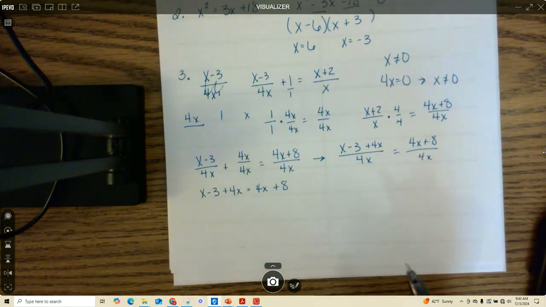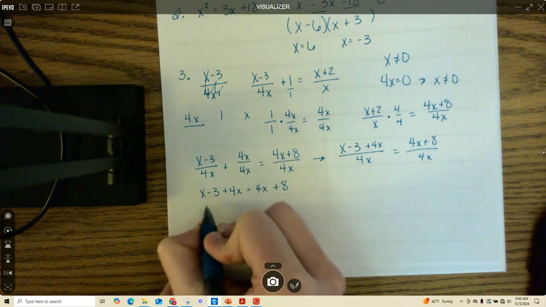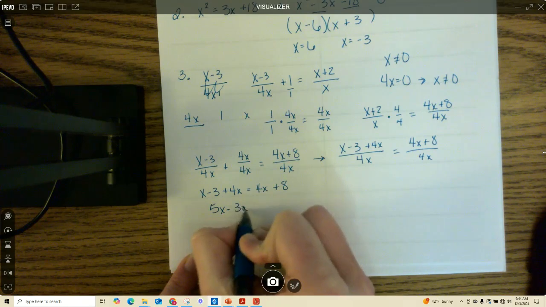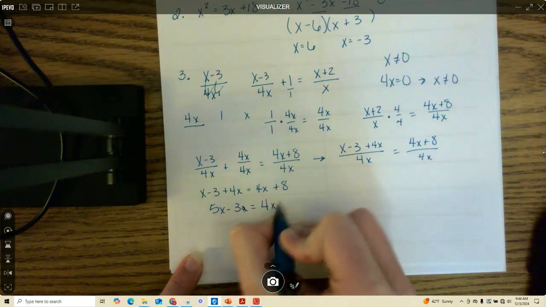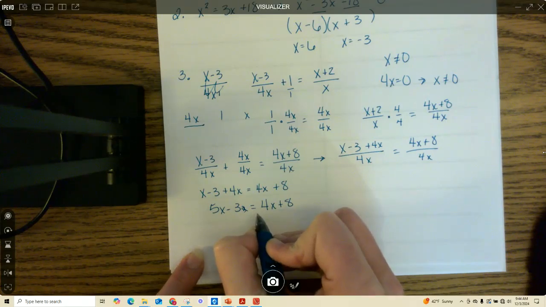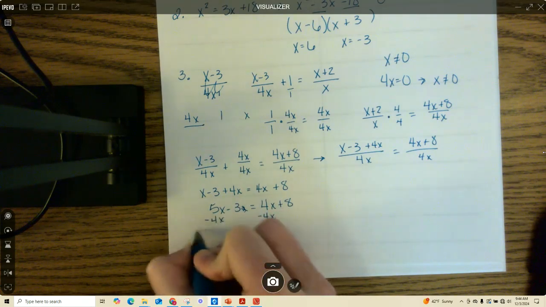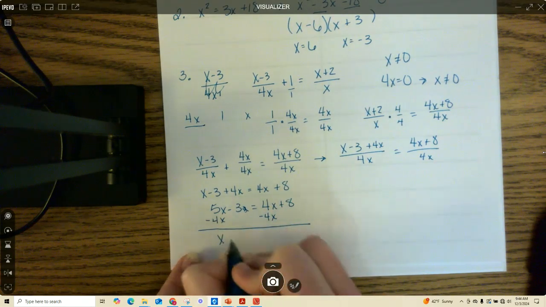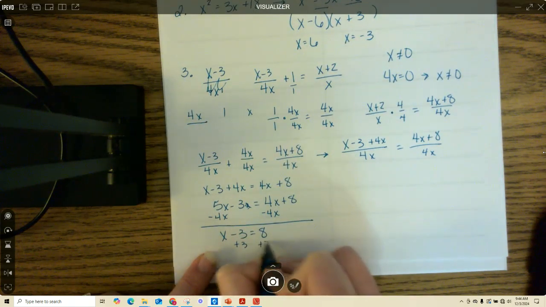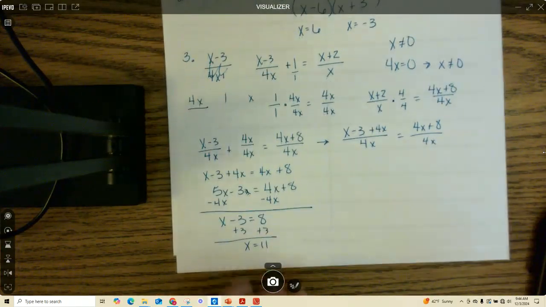And then we start moving pieces. x and 4x give me 5x minus 3 equals 4x plus 8. I always move the smaller x. I don't like messing with negative coefficients, so I just always move the smaller x. X minus 3 equals 8, and then I add 3 to both sides. X equals 11. I will double check that.